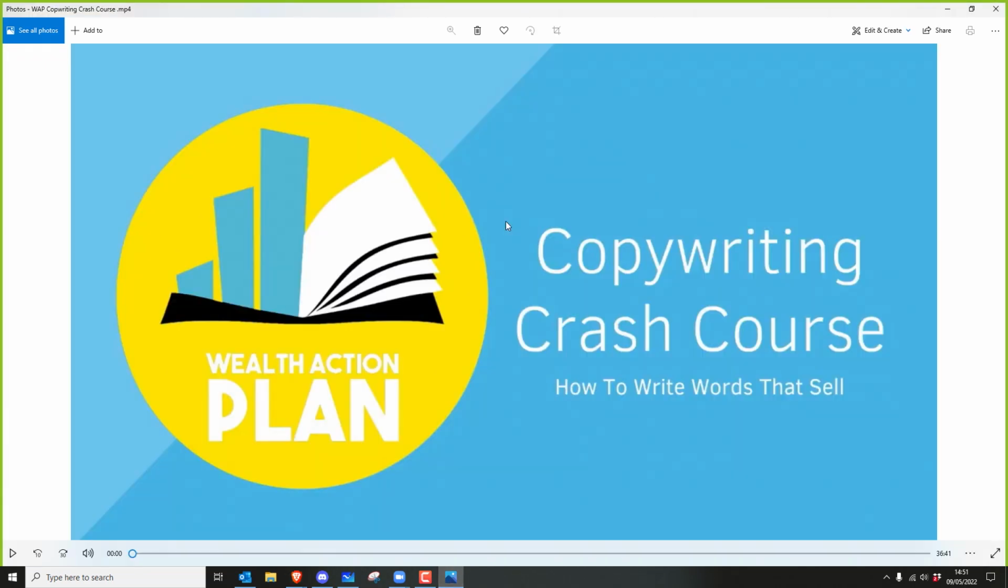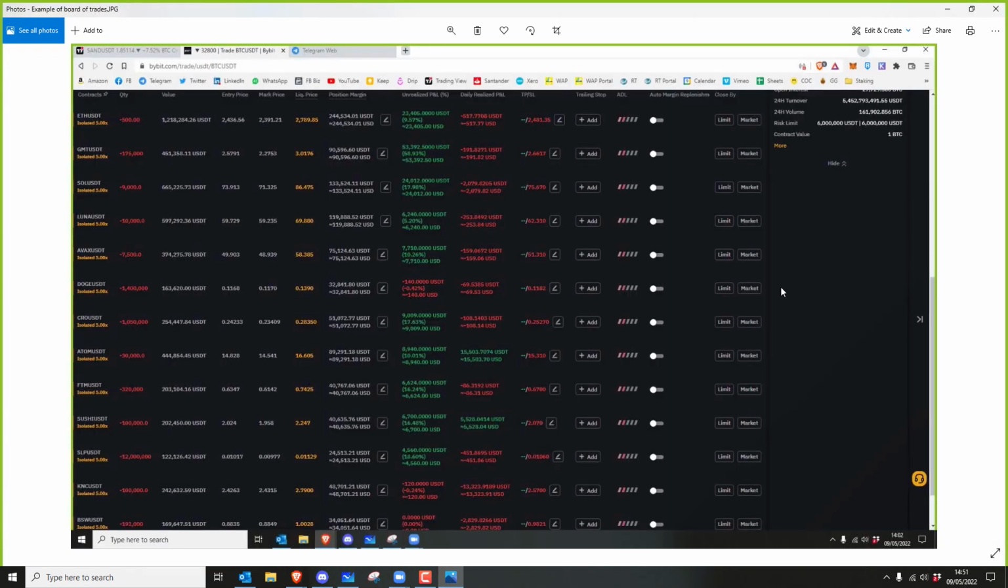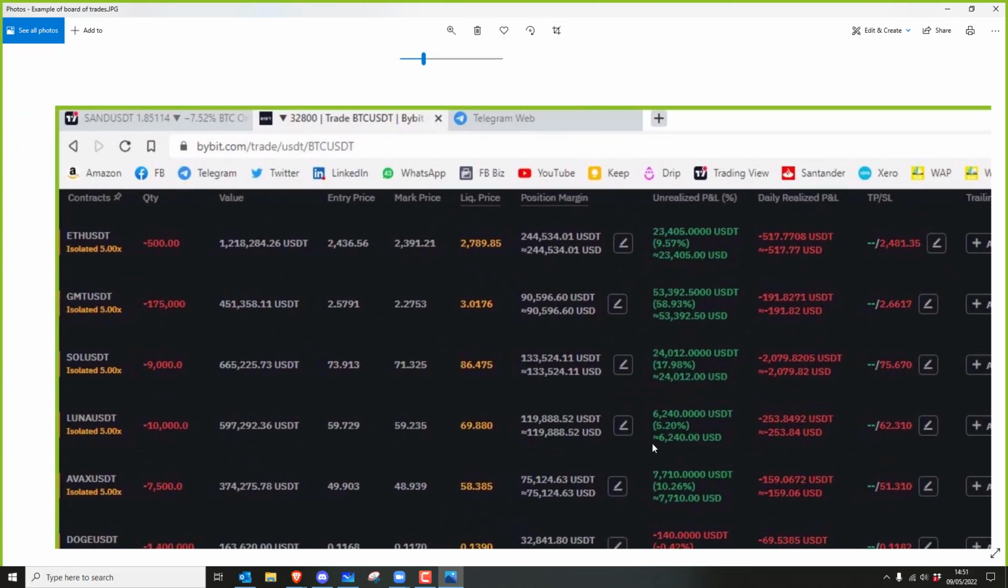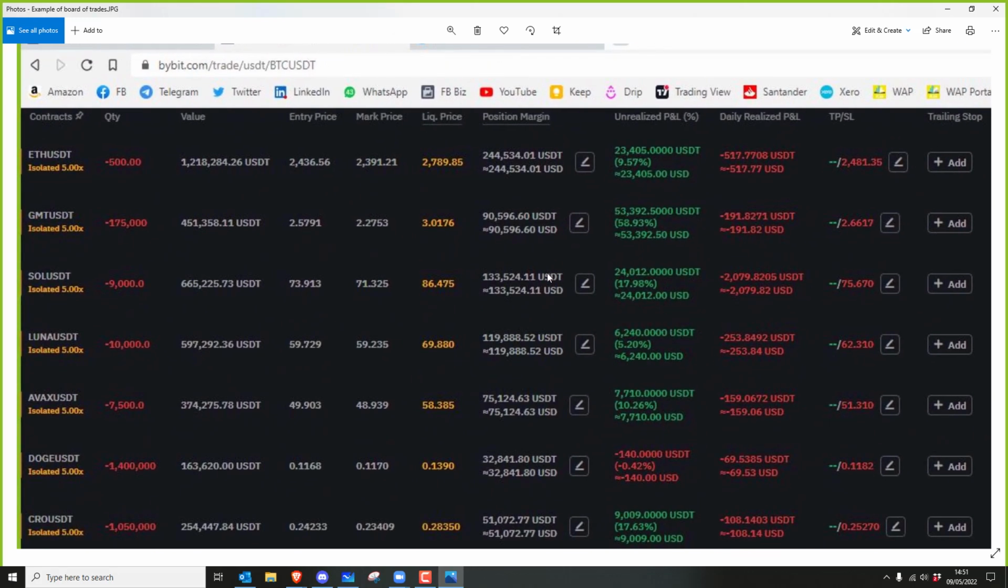But the easy way to do that is let's just focus on one of these. In fact, here's GMT, previous trade. So this is where I'm getting my little annotator pen out. You can see this GMT trade. That was the position size. So I was basically shorting 175,000 GMT tokens. The value of the whole trade was worth that. Obviously, you've got the entry, mark, liquidation price. Yep, that's fine.